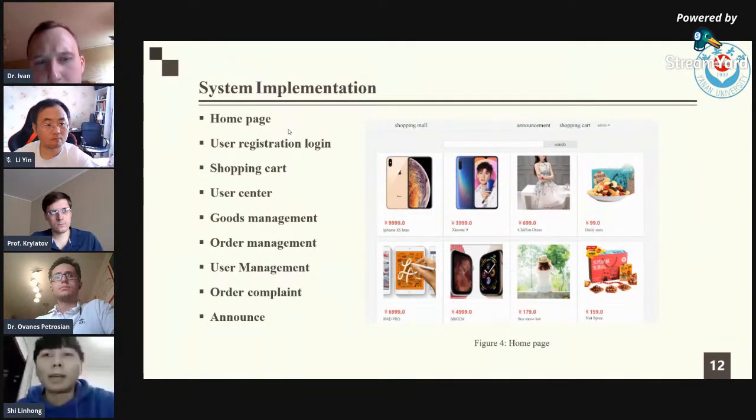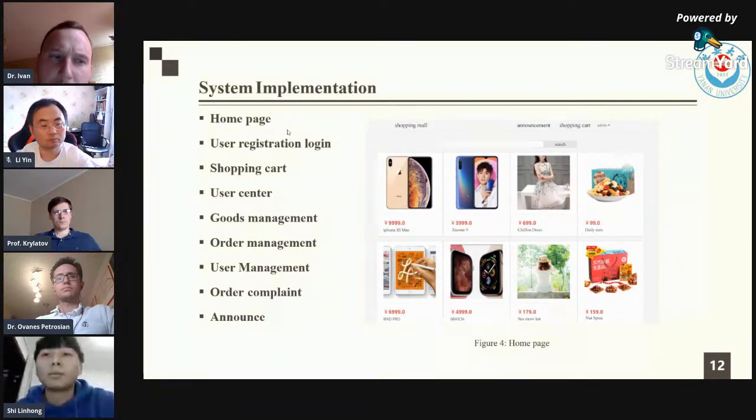Goods management interface is to facilitate the administrator to make changes to the goods and goods information, as well as add popular goods. The order management interface is for the administrator to view or modify the order information, including the user's address, purchased goods, purchase amount, and completion status. The user management interface is to allow the administrator to see the user's information more intuitively, and also to block illegal users. The order complaint function allows users to complain about unsatisfactory goods or refund, and then the administrator can solve the user's problems. The announcement function is to notify the users through this function when the system malfunctions.